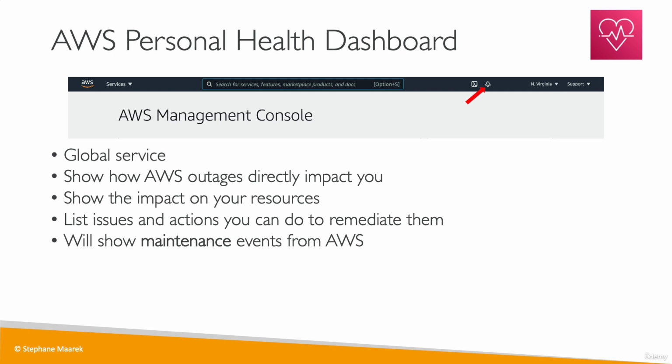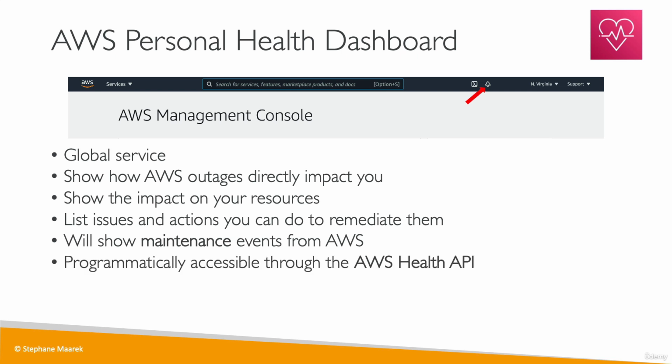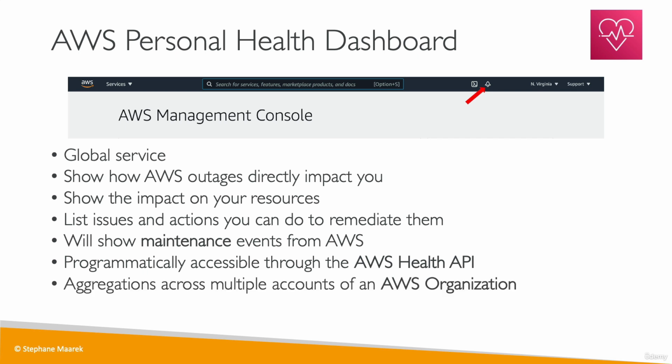You can also access all this information programmatically using an API called the AWS Health API. And finally, there's a capability, if you have enabled AWS Organizations, to aggregate all the information from your accounts in your organization in one place. And here is the URL in case you need it.